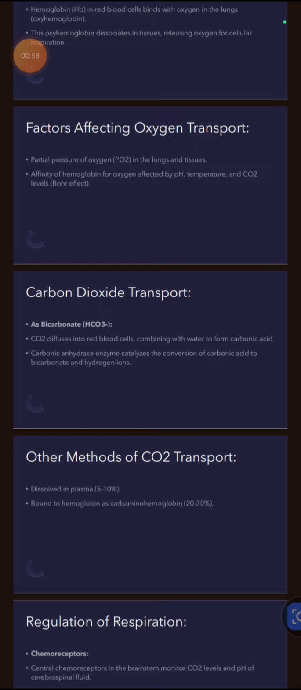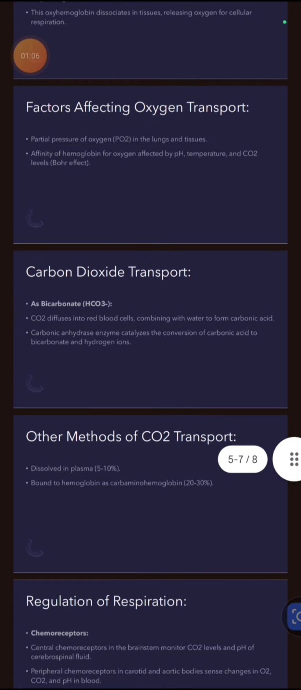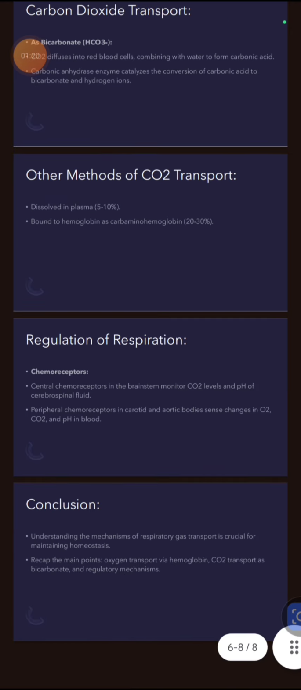CO2 diffuses into the red blood cell, combining with water to form carbonic acid. The enzyme carbonic anhydrase catalyzes the conversion of carbonic acid into bicarbonate and hydrogen ion. Other methods of CO2 transport: dissolved in plasma, 5 to 10%, and bound to hemoglobin as carbaminohemoglobin, 20 to 30%.